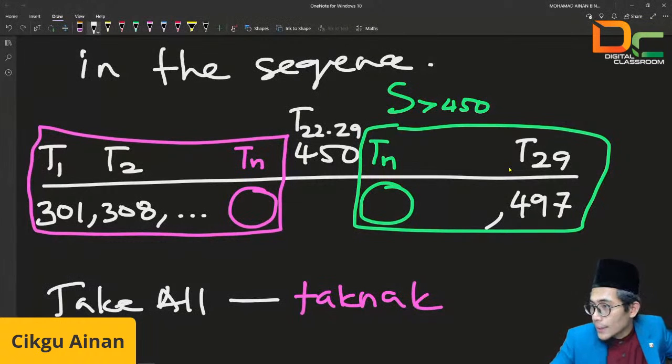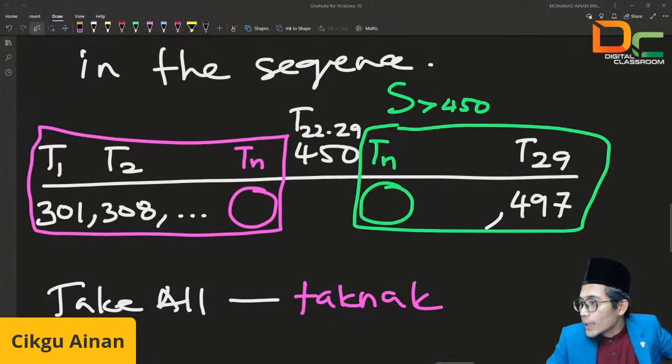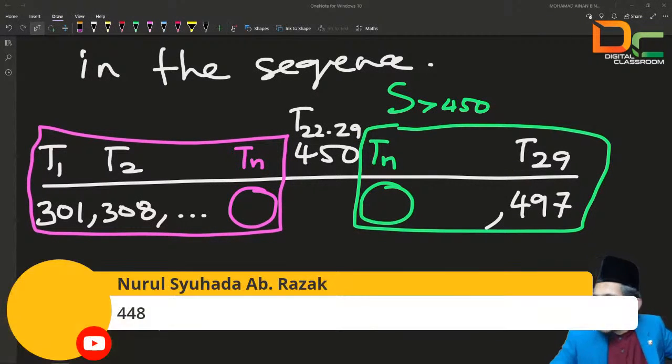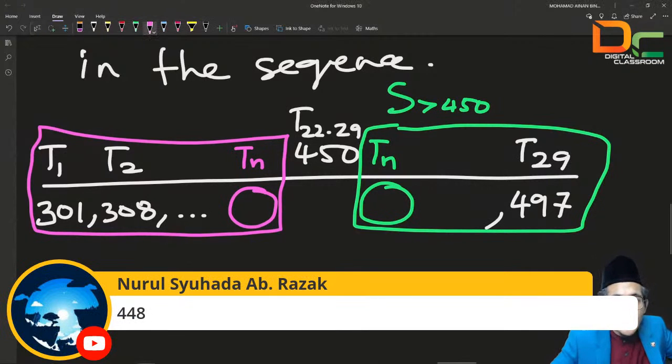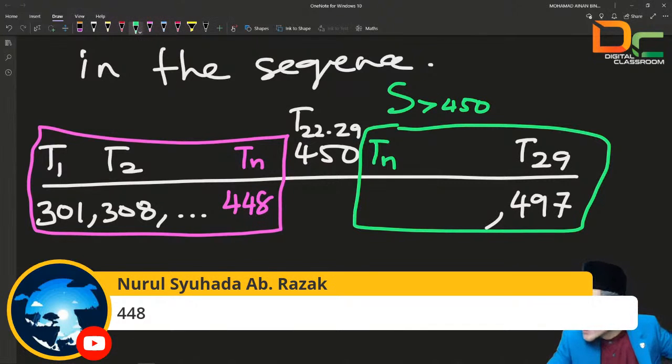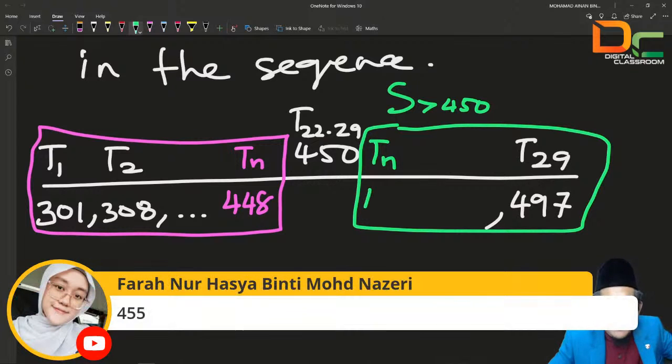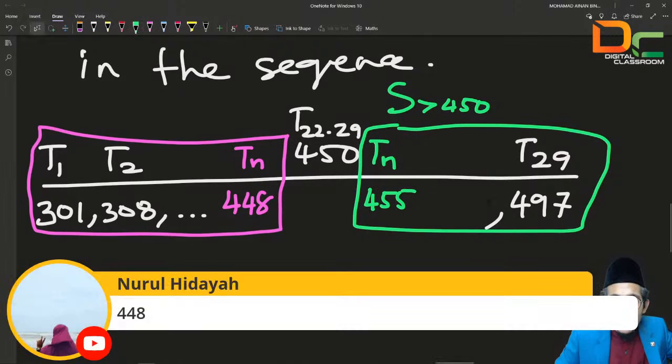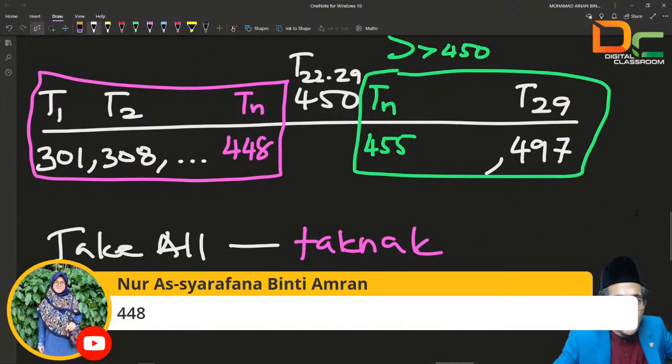Berapa? Siapa tu? Nurul Syuhada. Bagus. Nurul Syuhada dapat the pink one. The pink one is 448. And the green one is berapa? Lagi satu tadi jumpa dah nombor ni. 455. Now sama macam yang putih ni tadi Syamira jumpa tadi.